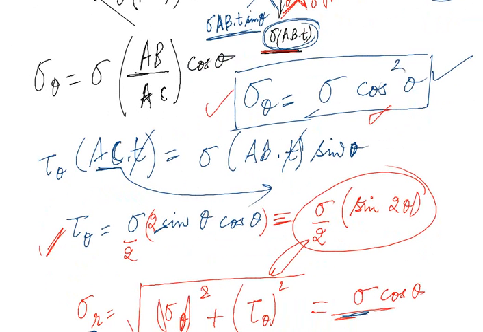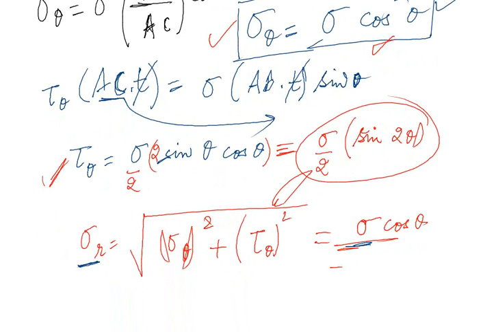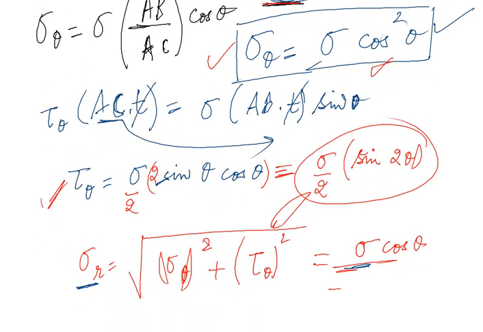Now if you look at this value again, according to this, if theta is 0, you would at that time have the maximum value of normal stress, and that would obviously be equal to the applied stress.